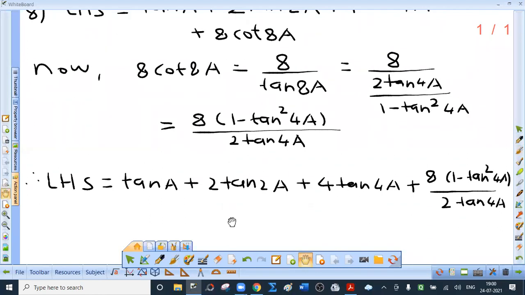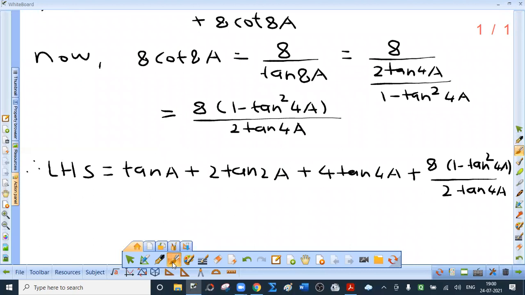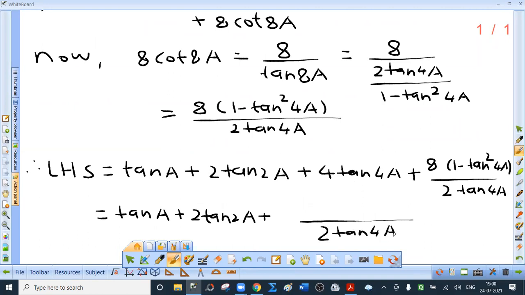Next step. So this is nothing but tan A as it is plus 2 tan 2A as it is. Okay. Now I will add these two terms, third and fourth. I take LCM as 2 tan 4A. So tell me what will be numerator. Numerator will be 8 tan square 4A. Okay. Plus open the bracket 8 minus 8 tan square 4A.